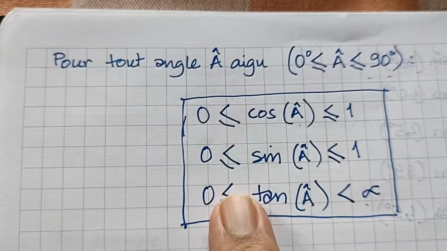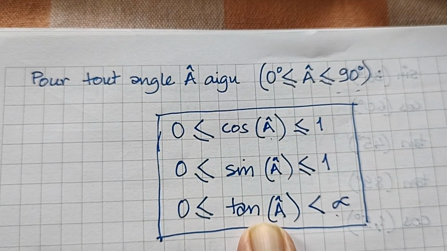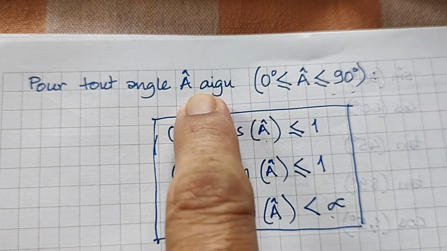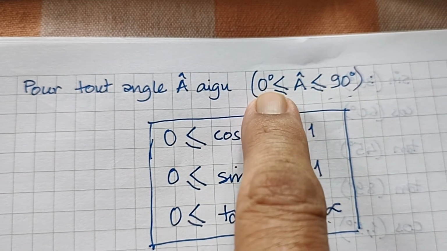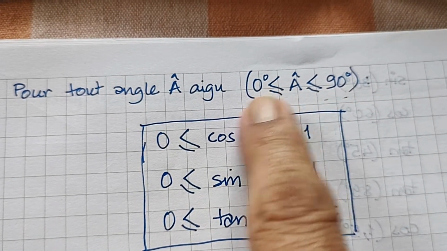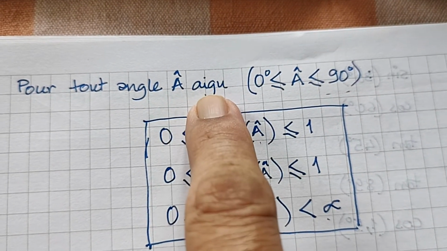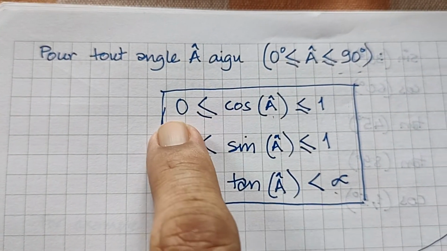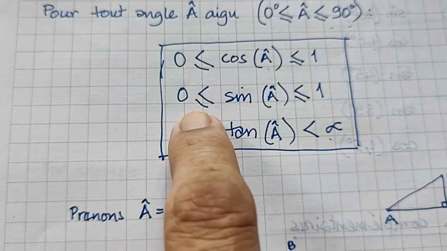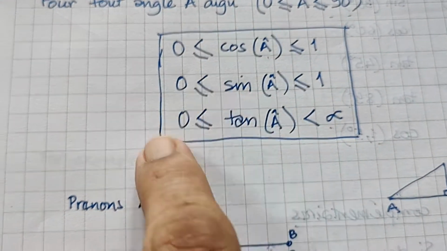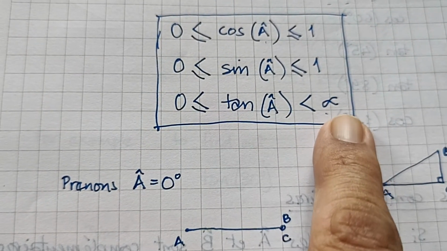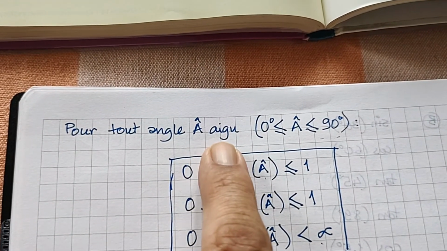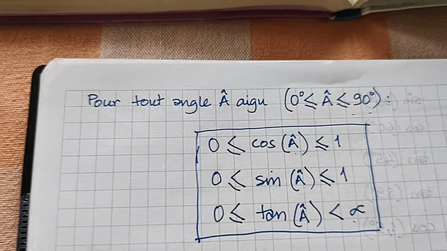Then we looked at the range of values that these functions can take for an angle A aigu. Now this aigu is important. 0 to 90 degrees is what is meant by an angle aigu, in French acute angle, and we saw that cos goes from 0 to 1, sine goes from 0 to 1, you even drew graphs for these, and tangent goes from 0 to infinity. This is for angle aigu, acute angles.